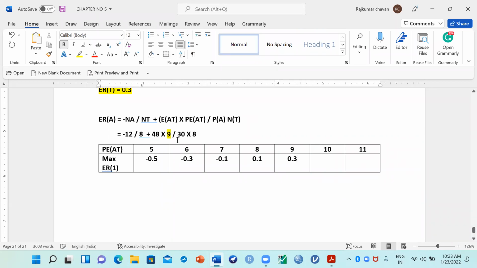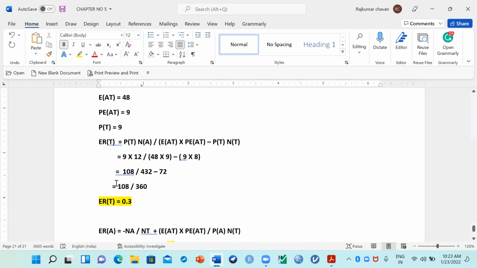Right. What if the P/E ratio is 10, then what will be my ER1? Exchange ratio 1, how much will it be? If it is 10, then 0.5. Now for 11, how much will it be? 0.7. Right. So now this was the case of the acquiring firm. Now we'll do the other case.